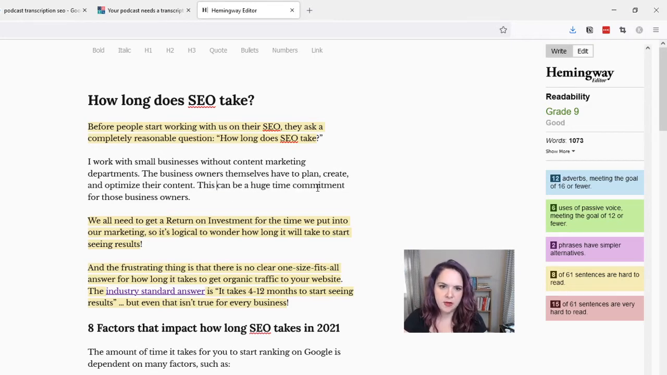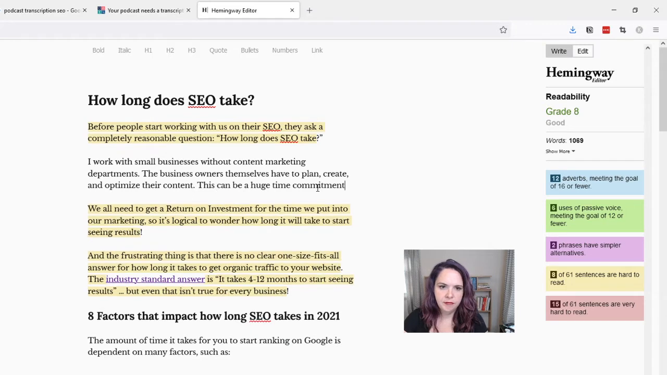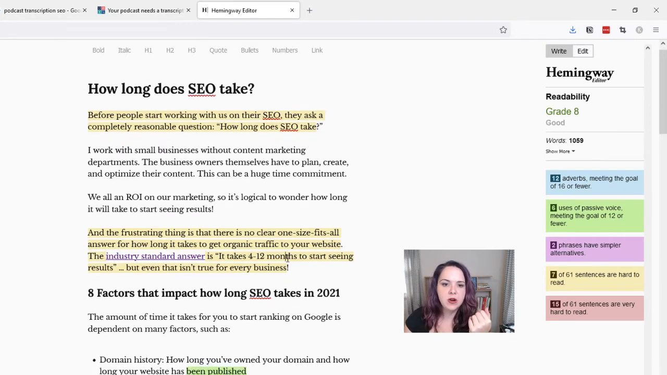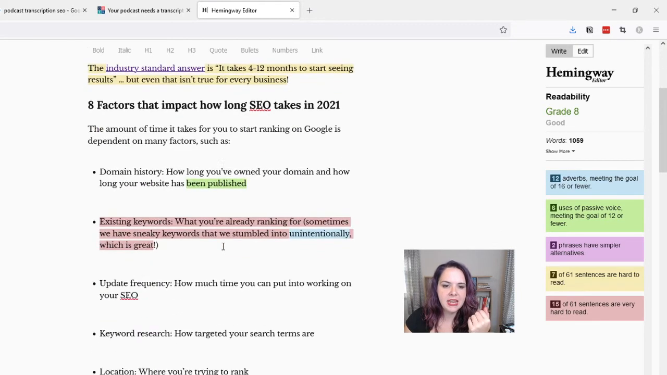This can be a huge time commitment. And you can already see how these sentences are getting a little bit easier to read. These ideas are simplifying themselves. We all want an ROI on our marketing, so it's logical to wonder. And look, I just made it down to grade 8. Now, we don't need to simplify to the point that my first grader can read this. We don't need to go quite to that level of simplicity, but the more that we can simplify this, the more that we can make it easier to read.